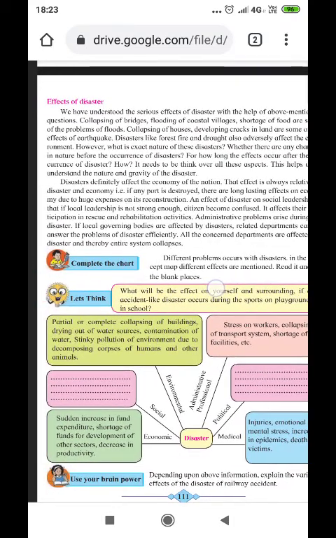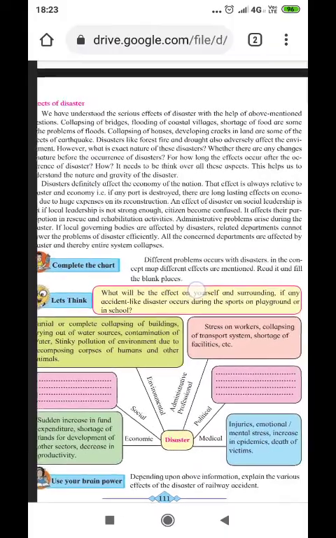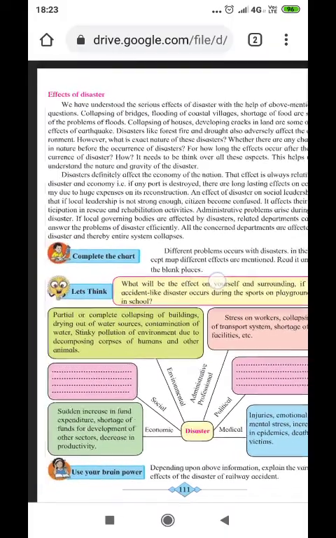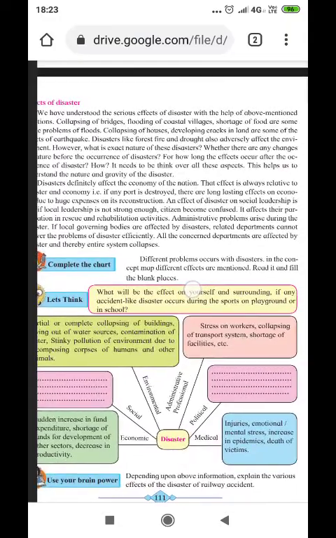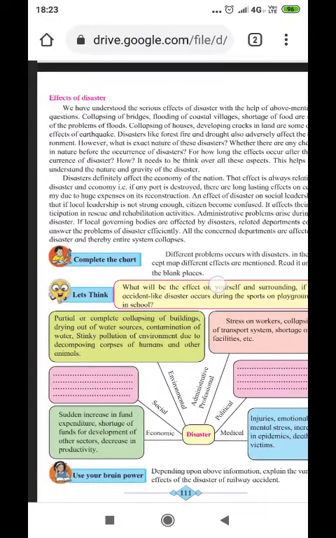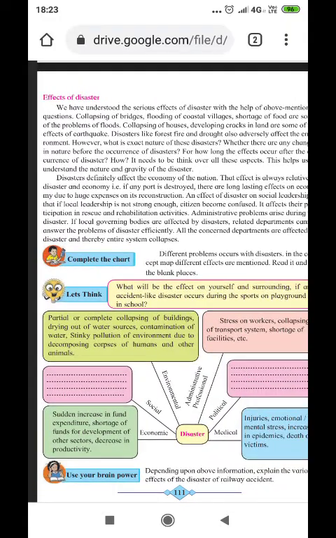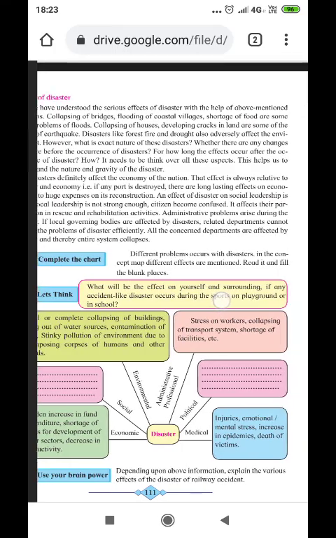However, what is the exact nature of these disasters? Whether there are any changes in nature before the occurrence of disasters, for how long the effect lasts after the occurrence of a disaster, how it needs to be thought over, all these aspects.